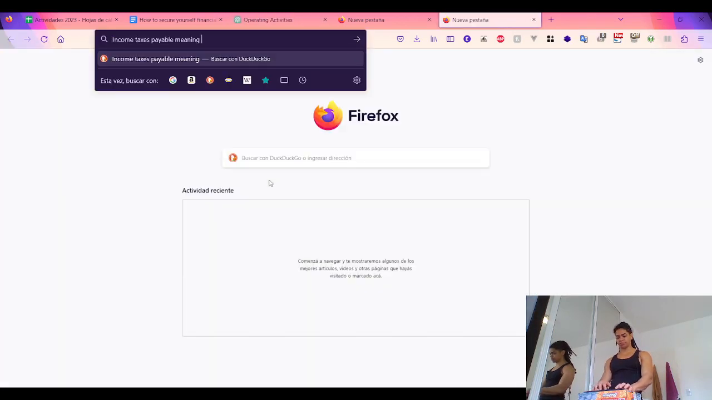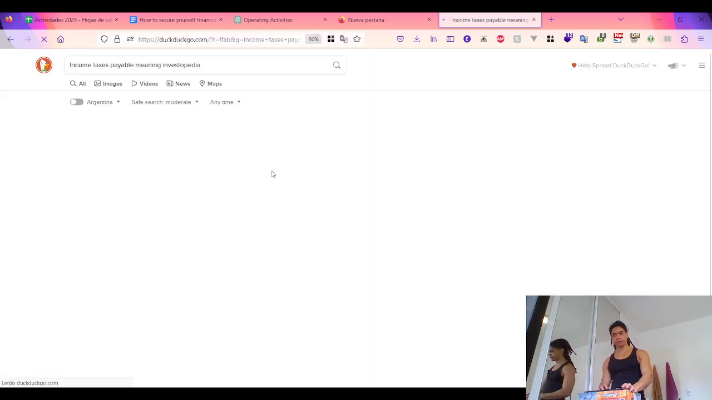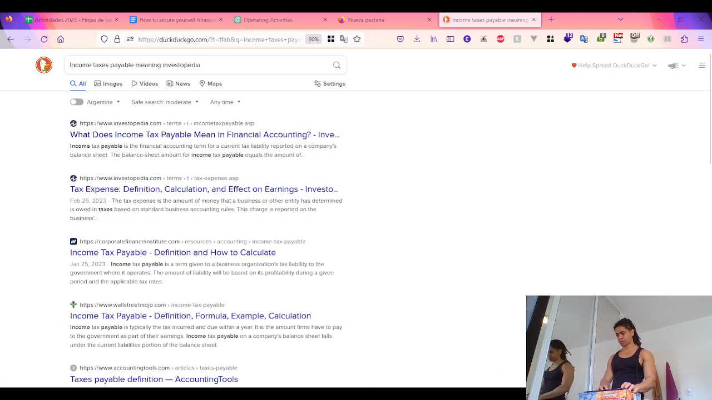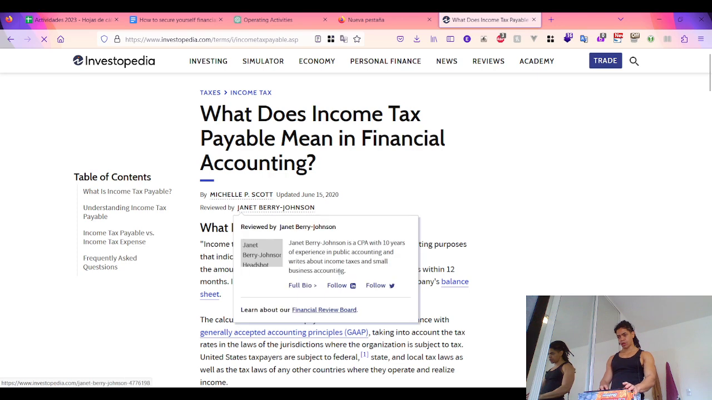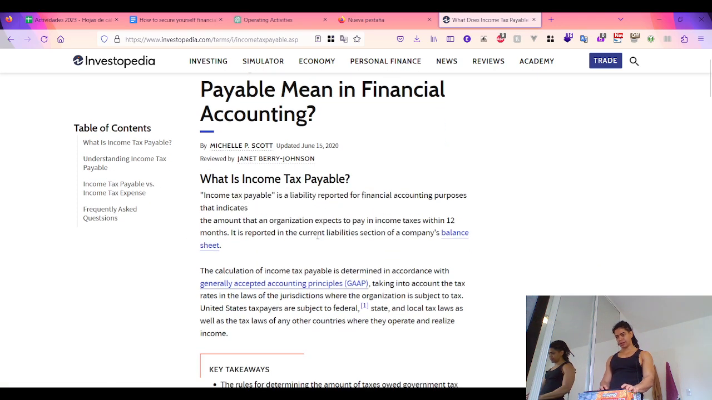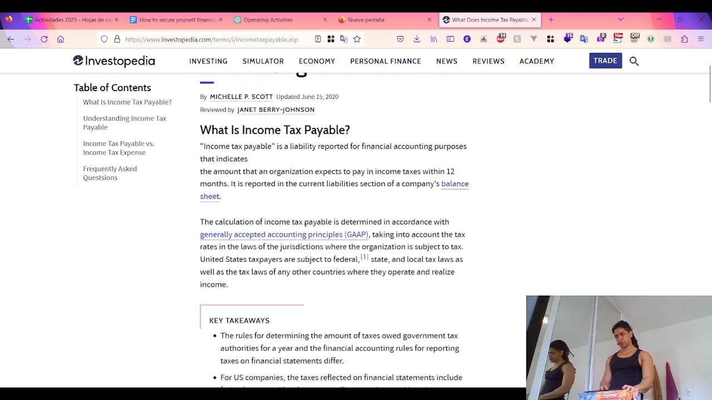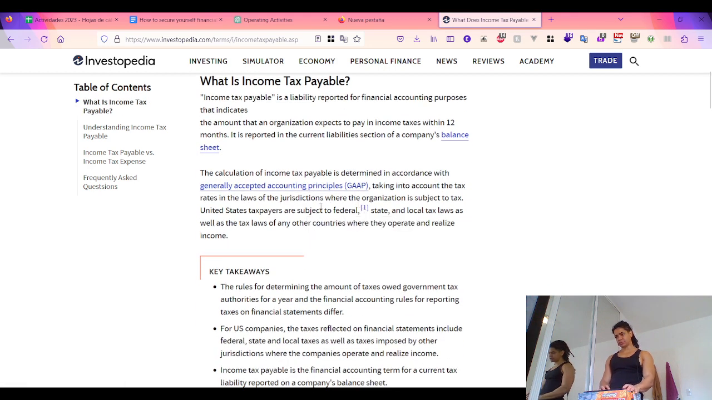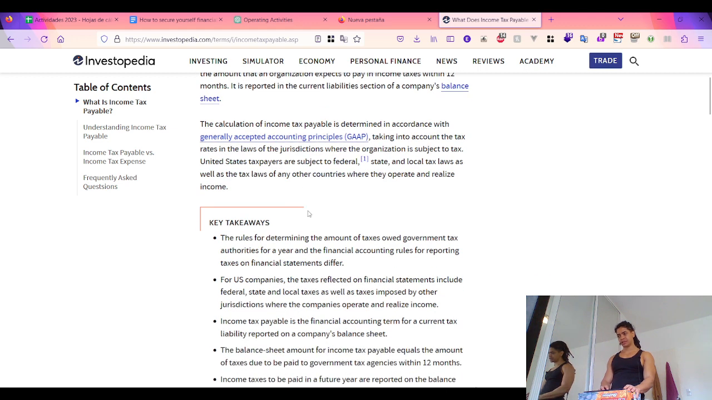Income tax payable meaning, Investopedia. So income tax payable is a liability reported for financial accounting purposes that indicates the amount that an organization expects to pay in income tax within the 12 months. It is reported in the current liability section of a company's balance sheet. The calculation of income tax payable is determined in accordance with generally accepted accounting principles, taking into account the tax rates in the law of the jurisdiction where the organization is subject to taxes.